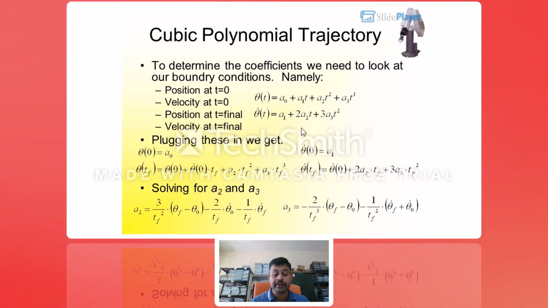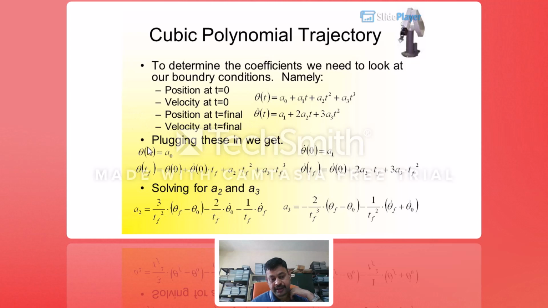In a cubic polynomial, to determine the coefficients, we need to look at our boundary conditions, namely the position at t equals 0, velocity at 0, position at final time, and velocity at final time. So that is the initial position, initial velocity, final position, final velocity. Here theta is already described by this equation. For theta dot of t you will get a1 because the constant term becomes 0. Just put a differentiation: 2 a2 t, and here 3 a3 t square. So you just put a differentiation and you will get this.